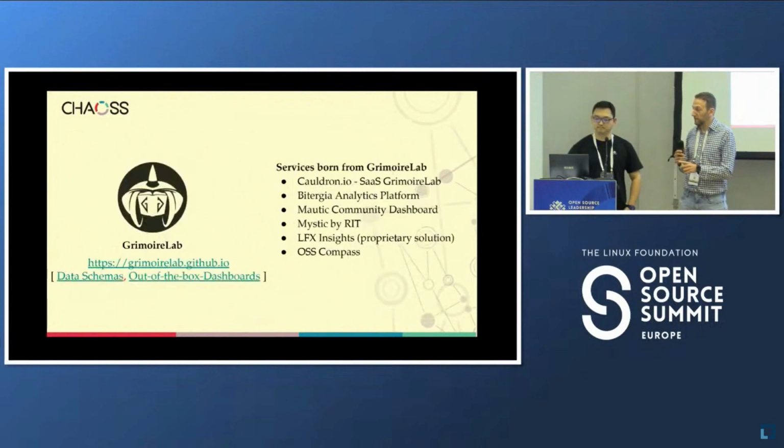All the technology is running on top of OpenSearch, which is another open source project by Amazon Web Services. It used to be Elasticsearch. They decided to change the license, no open source anymore. So, okay. Services born from GrimoireLab, really quick.